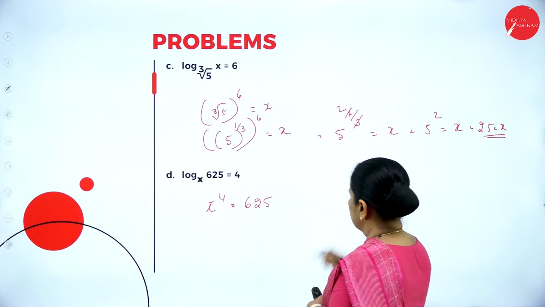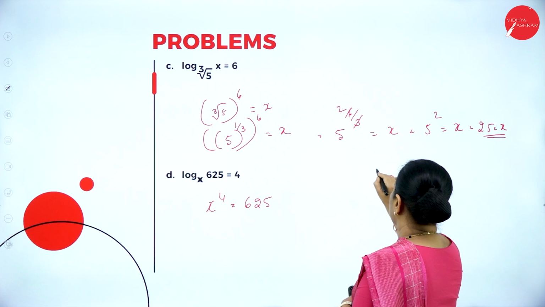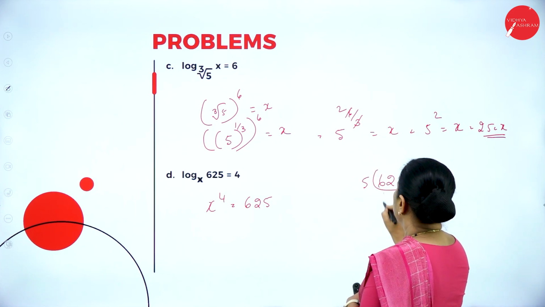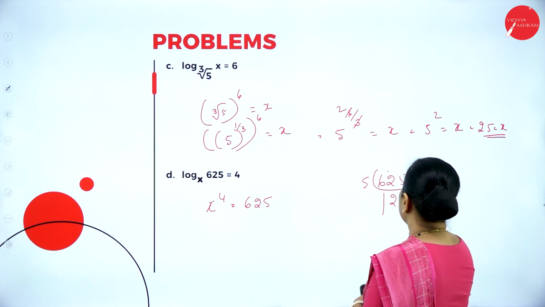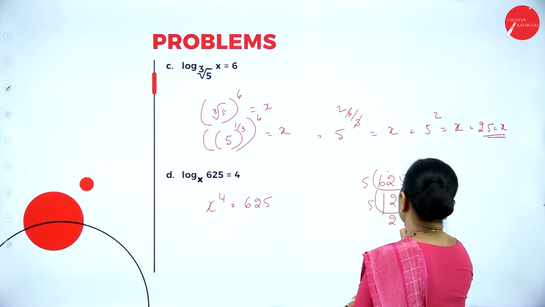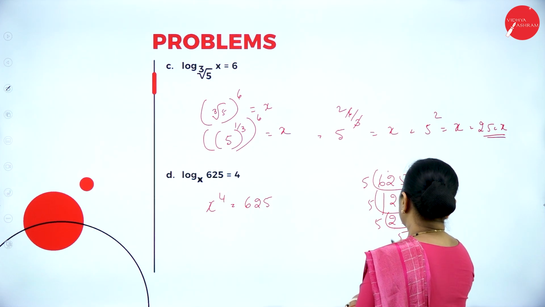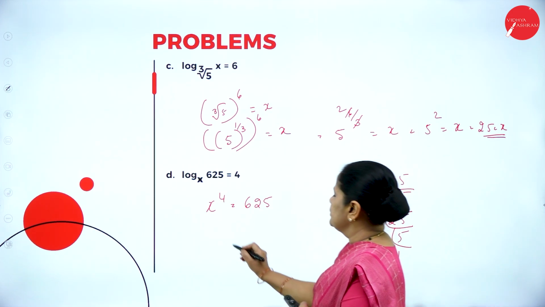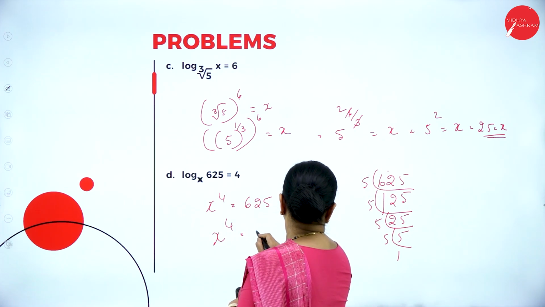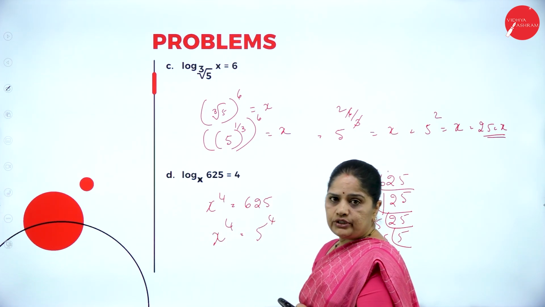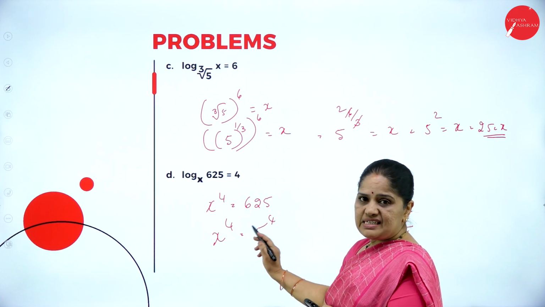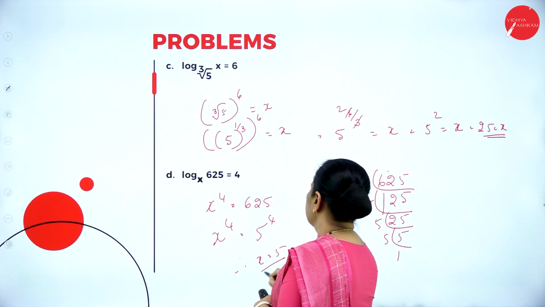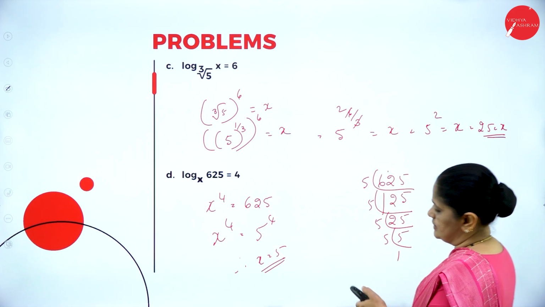Now, x to the power of 4 equals 625. Now, I will have to factorize this 625. It is divisible by 5. 5 fives are 25, 5 fives are 25, 5 fives are 25, 5 ones are 5. So you can see it is 5 to the power of 4. x to the power of 4 equals 5 to the power 4. When the powers are same, the bases are equal. Therefore, x equals 5 is the answer.